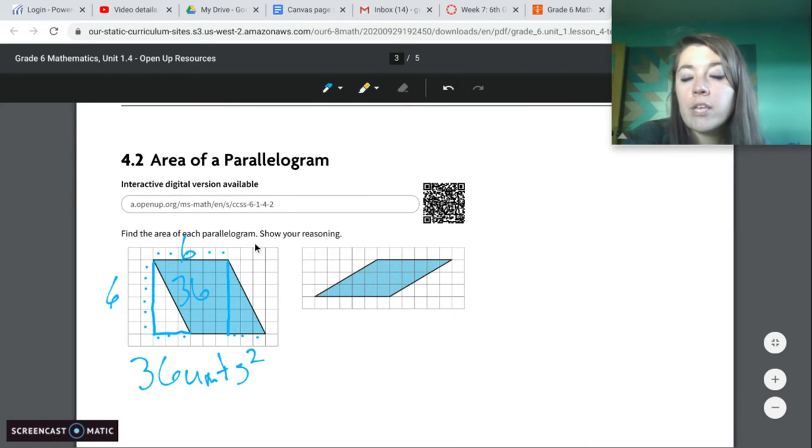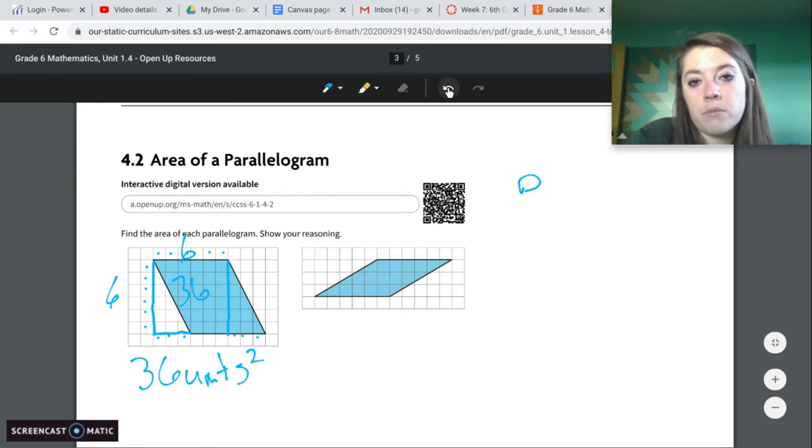Now, another way would have been to draw a rectangle around all of this and subtract off our 2 triangles. You could do that as well. And we're going to look at another way, which is if we think about when we solve for the area of a square or a rectangle, we always multiply.